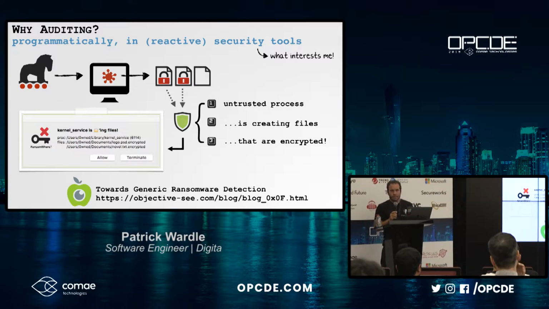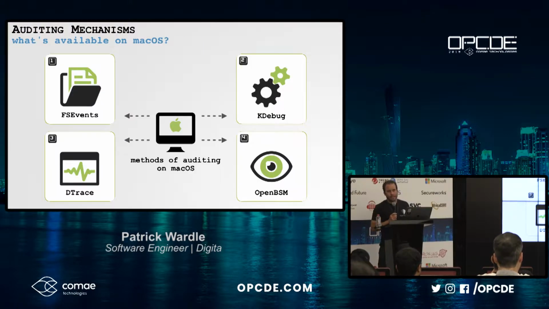And then it can generically detect all known ransomware on macOS. So again, a very powerful tool that's pretty easy to implement thanks again to the auditing subsystems.